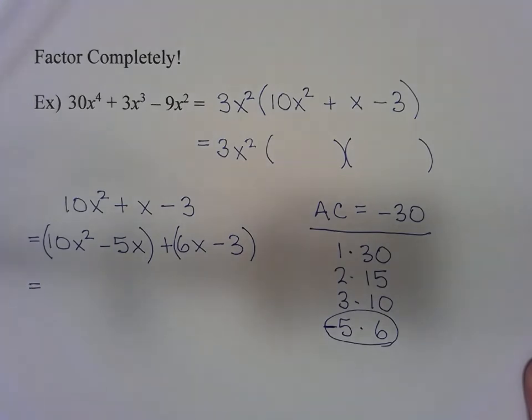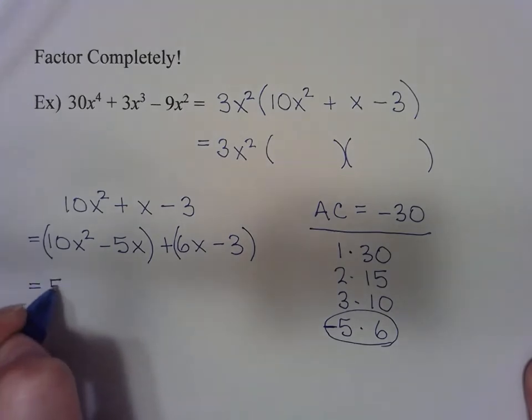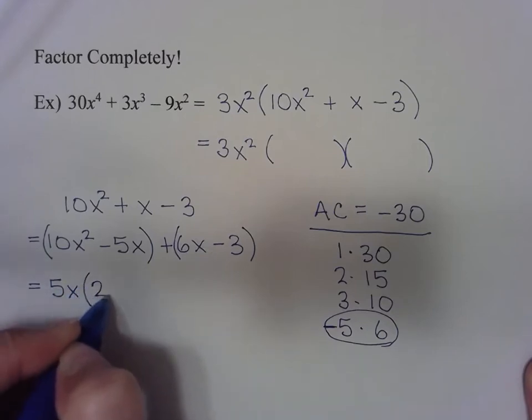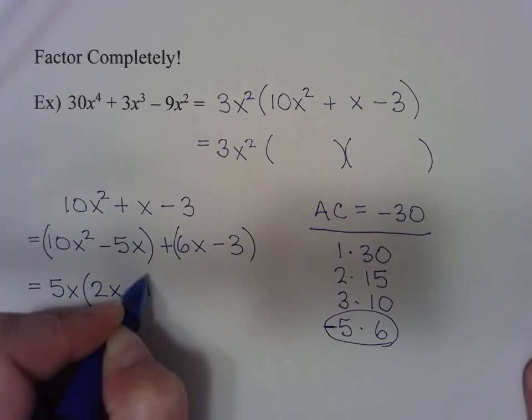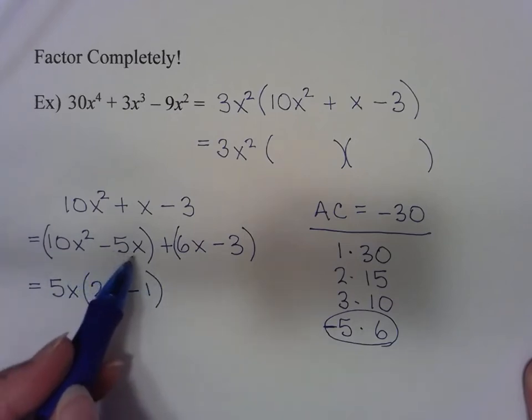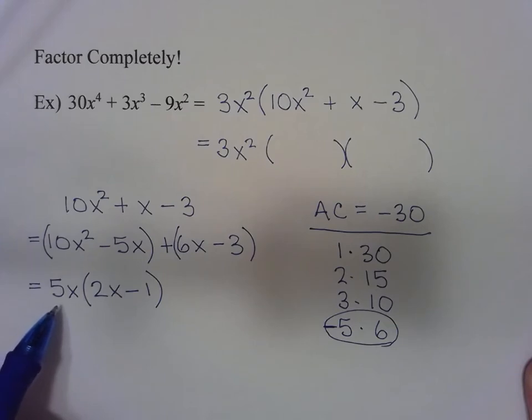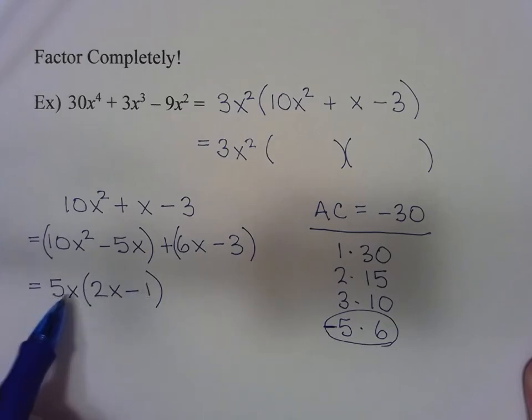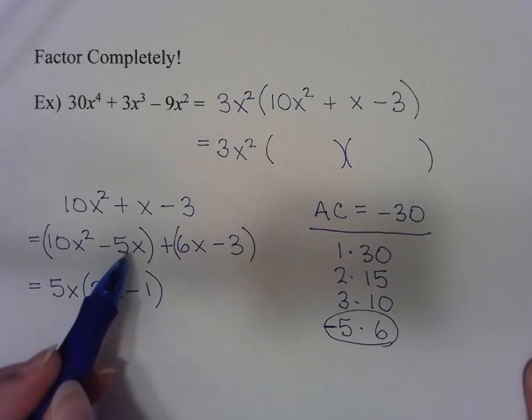The GCF of the first pair would be 5x. So I'll have a 2x minus 1 left over. Notice all of the 5x is factored out front. And so I need this 1 to hold the place so that if I were to multiply it back out, I would still get this 5x.